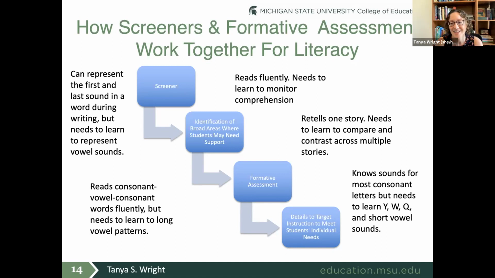We might have a child who knows how to retell a story, but has challenges comparing and contrasting across multiple texts, right? So there could be all sorts of different places where kids are in their learning. And ultimately, that's what we want to make sure that our teachers are able to do, to figure that out and then to move kids on to the next bit of learning that they need.